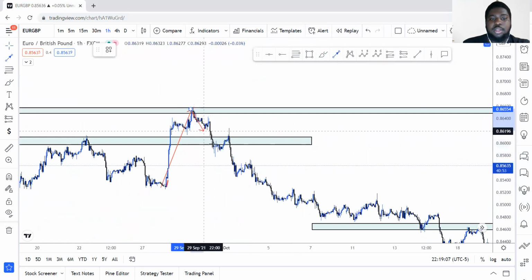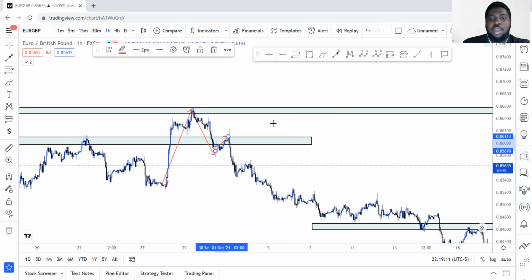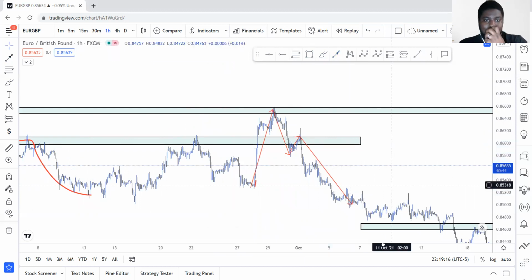Came back underneath. Look at that. Retest the structure. Look at that. And then major drop. Look at that. Number 2.